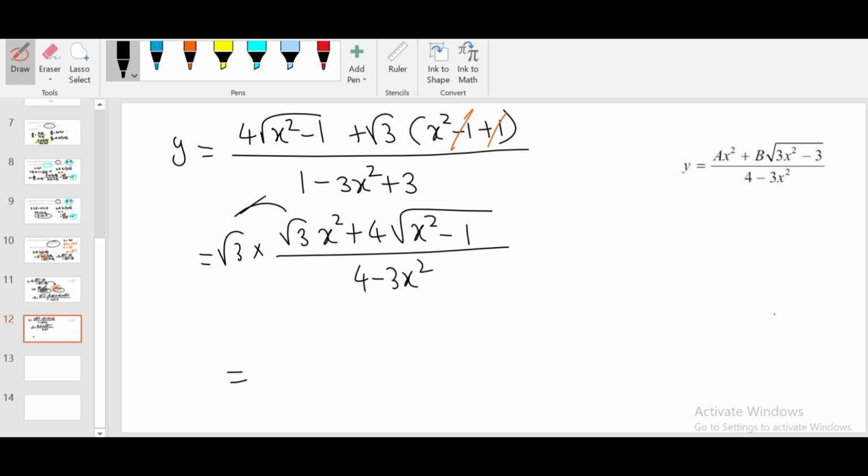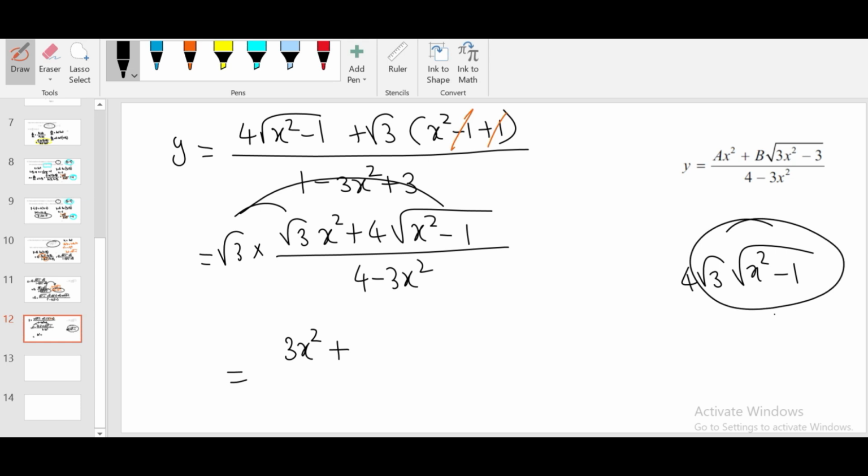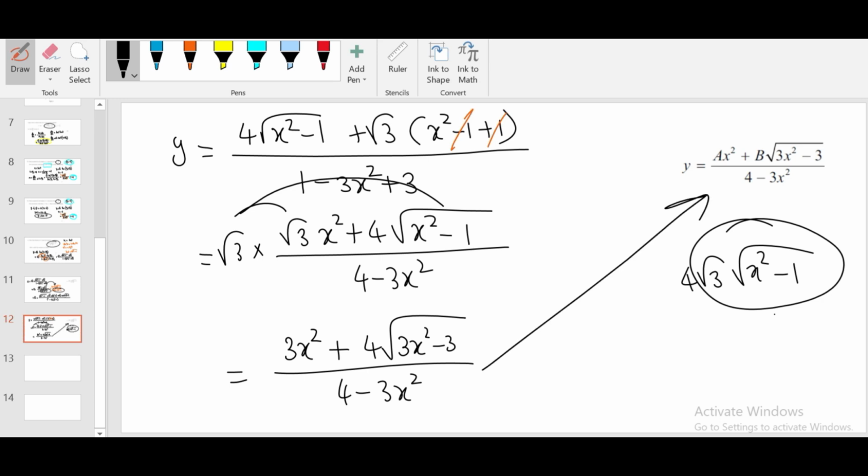So take the root 3 and multiply both. You will get 3x square plus you will get 4 root 3 root of x square minus 1. Since these two have square roots, you can multiply them. You will get 4 root of 3x square minus 3, divided by 4 minus 3x square. It looks exactly like this, where a is equal to 3, b is equal to 4. That's all. It's a 5-mark question.